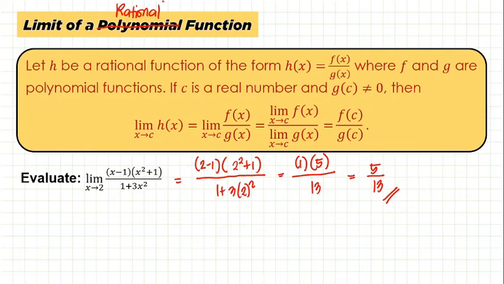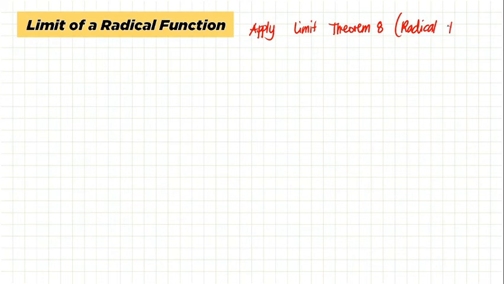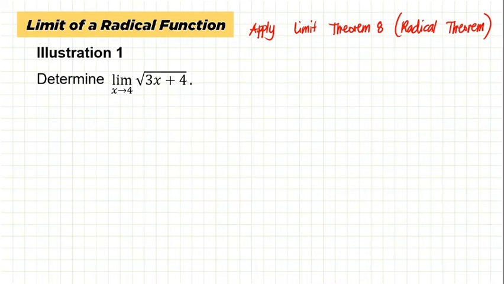Okay, yon. Now, how about for radical function? Now, for radical function, we will just apply limit theorem number 8 or the radical theorem. Okay, so that's the case if you have a radical function. We will just apply limit theorem number 8 or the radical theorem. Example, this one. So from limit theorem number 8, we will just put the limit inside.